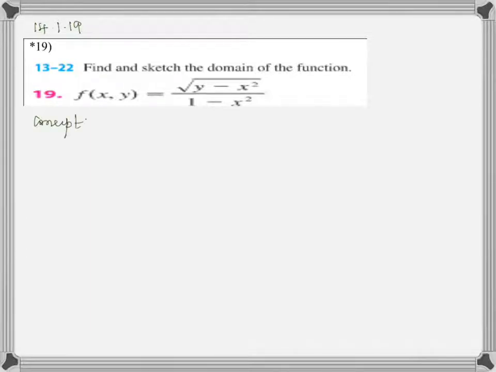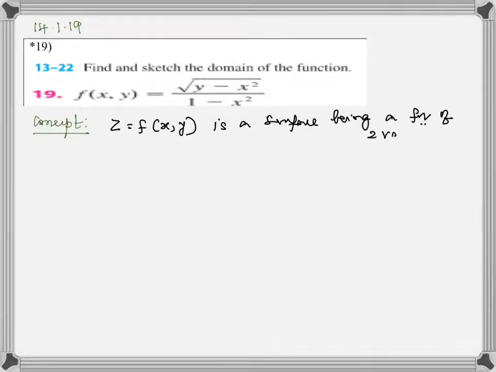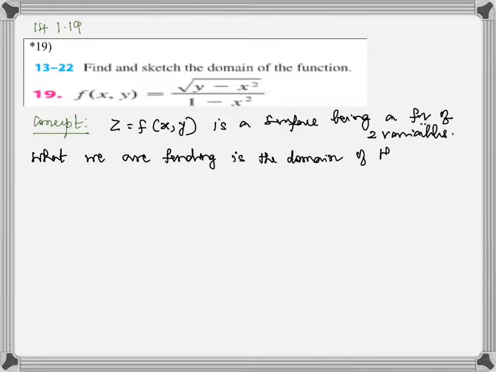So the concept behind this is that z equal to f of x y represents a surface, this being a function of two variables. Now what we are going to do in this one is to find the domain of this surface in the xy plane. So our domain will consist of all those x y values where z represents the surface.